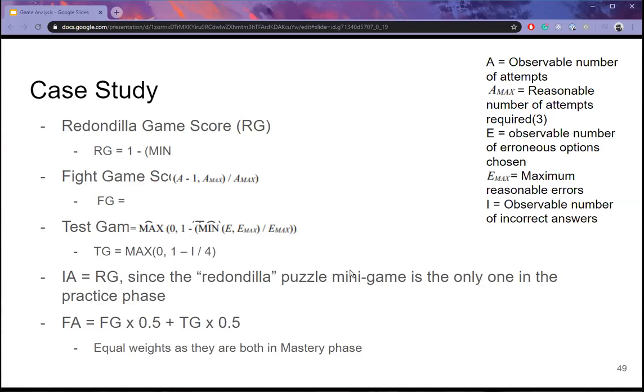In the Redondilla game, which is the practice round where the student develops their initial score, it's a system where the user gains points every time they score right, where the highest score is a one if they get it on the first try. And the other two scores work on a system where it removes a point for every time you get it wrong. And so for the second to last equation, you can see the four there, that is the number of questions.